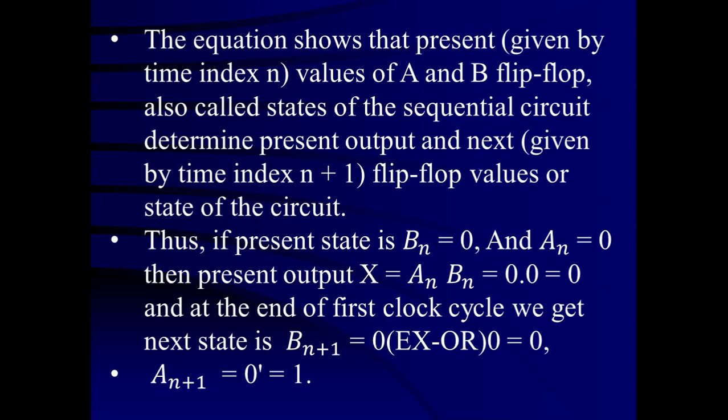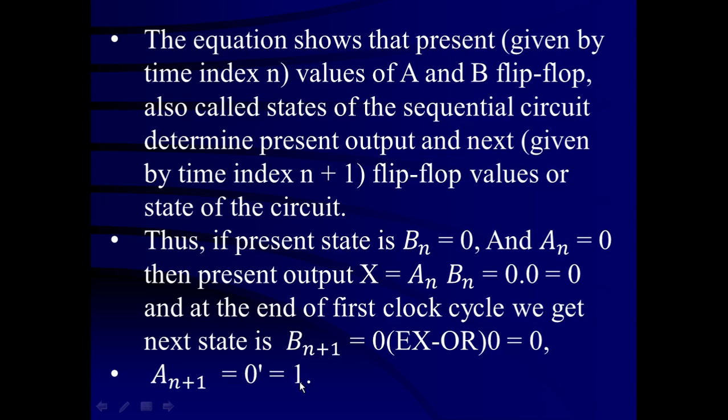That means if the inputs are 0 0 or 1 1, the output is going to be 0. But if the inputs are different, that is either 0 1 or 1 0, the output of the exclusive OR gate is going to be 1. So Bn plus 1 is equal to 0 direct sum 0, that is going to be 0. And the next state of the flip-flop, An plus 1, is equal to An dash. An is equal to 0, so 0 dash, that is 0 complemented, is going to be 1.